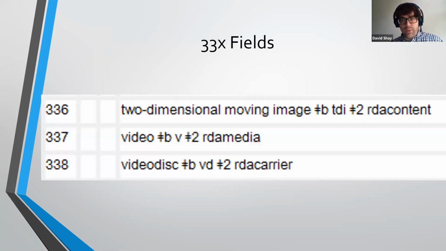Your 33x fields. This is how it's going to look for any kind of video disc. So two-dimensional moving image, subfield B, TDI, subfield 2, RDA content. Your 337 is video, subfield B, V, subfield 2, RDA media, video disc, subfield B, VD, subfield 2, RDA carrier, and these should be pretty much identical for any kind of DVD or Blu-ray that you have.